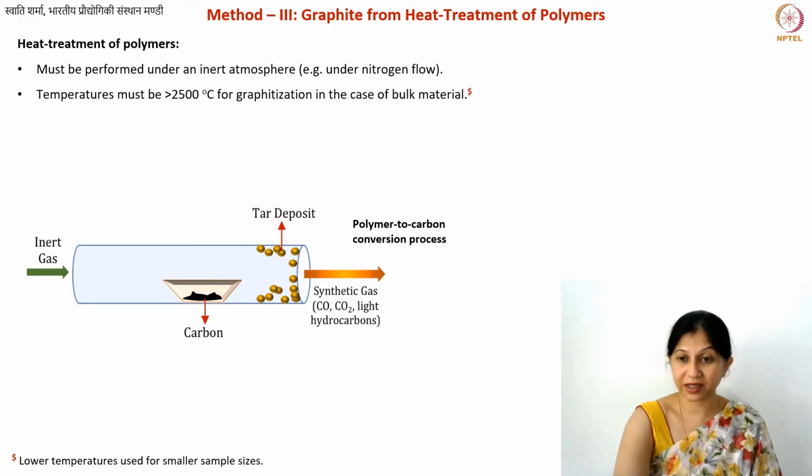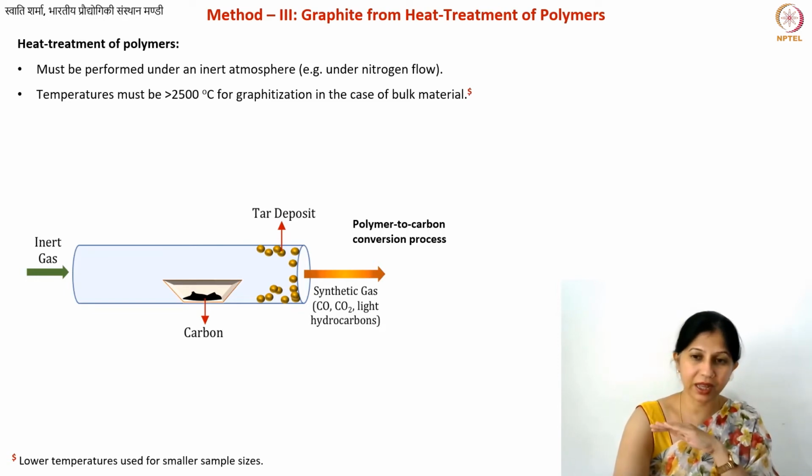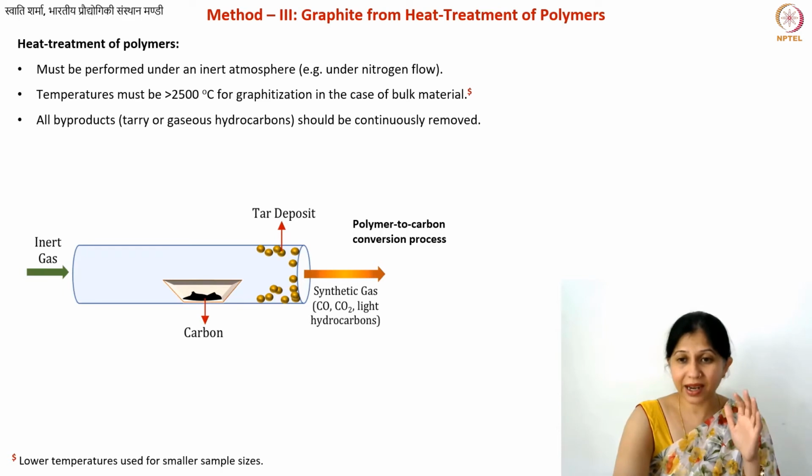In the case of graphitization, or when you want to make graphite, for bigger sizes you will use above 2500 degrees, typically 3000 degrees temperature, to get good graphite. And of course, if the sample size is very small, or you have a very thin film, in that case you may use lower temperatures, because then you're providing a lot of surface area for these tars and gases to be removed, and that is why you can use slightly lower temperatures. But if you can use 3000, then you will most likely do so. Okay.